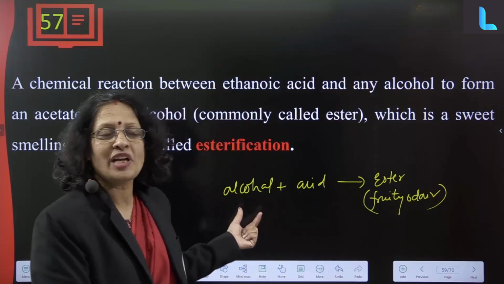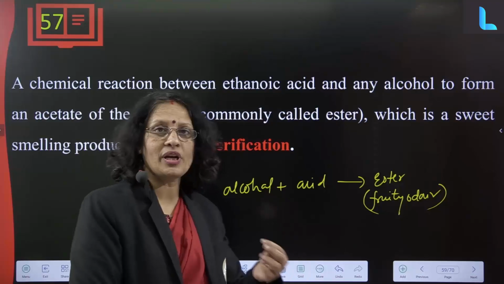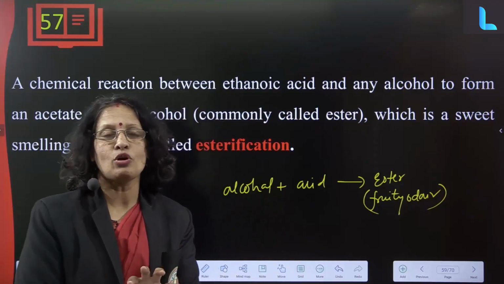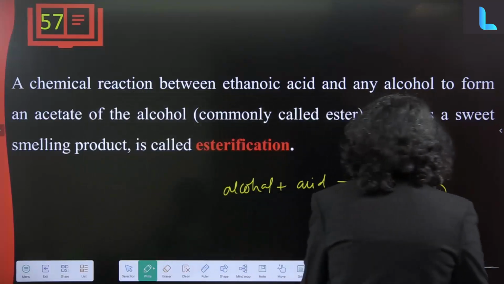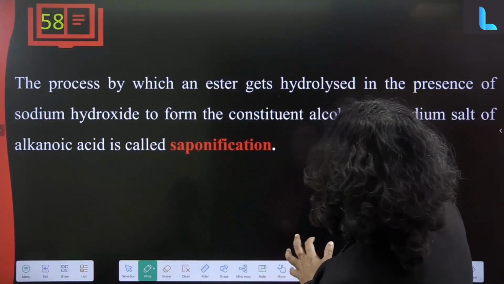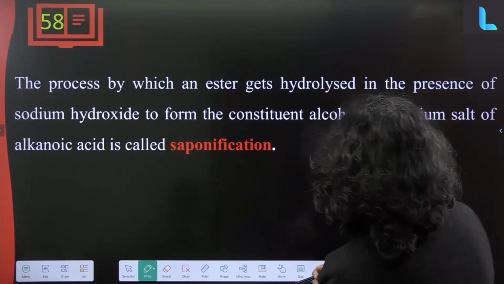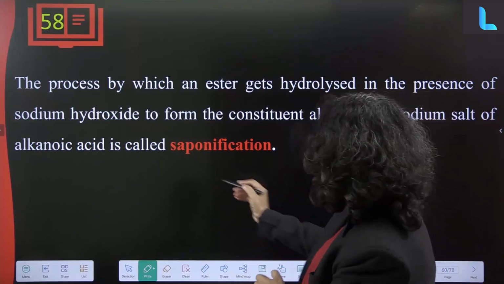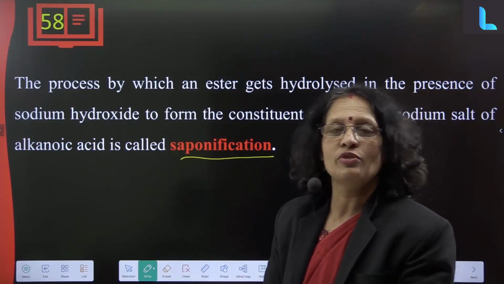How does ester form? When alcohol combines with acid, you get ester. So in plants where acid is present, most of the raw fruits are sour to taste, acidic to taste. Okay, that is why. Next we are talking about the process by which an ester gets hydrolyzed in the presence of sodium hydroxide to give constituent alcohol and sodium salt of alkanoic acid, which is called saponification, meaning formation of soap. I have discussed this with you already.